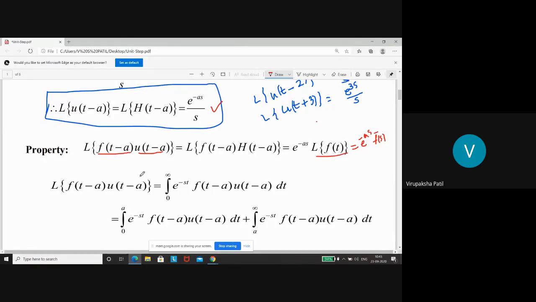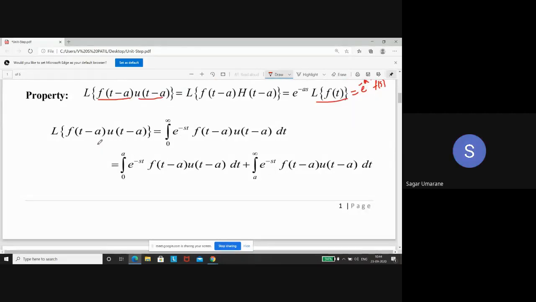For understanding purposes we will derive this result quickly, and then move to some examples immediately after this. Will it be okay? Yes, sir.